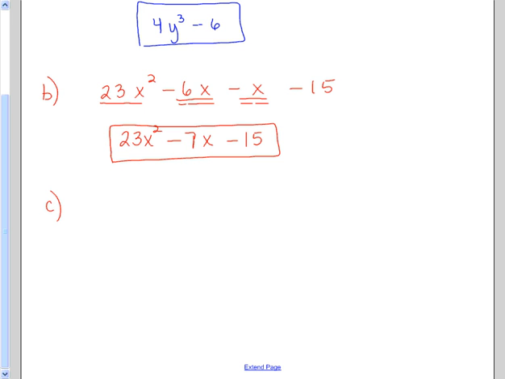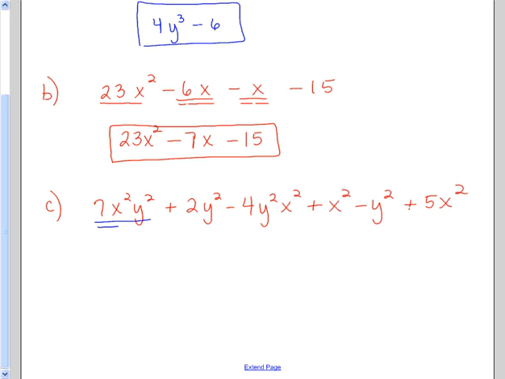Okay, let's say if we have 7x squared y squared plus 2y squared minus 4y squared x squared plus x squared minus y squared plus 5x squared. Okay, whew, big polynomial. I would look at what terms have the highest degree and that are alike that I could put together. Okay, so I see this term 7x squared y squared. Does it have any like terms?